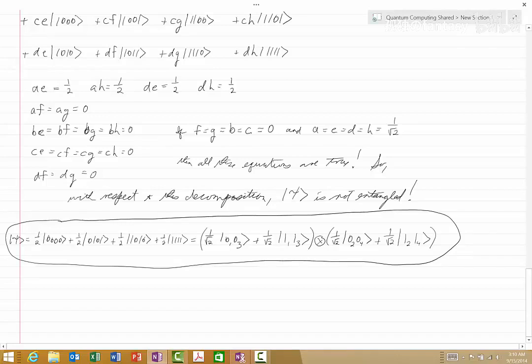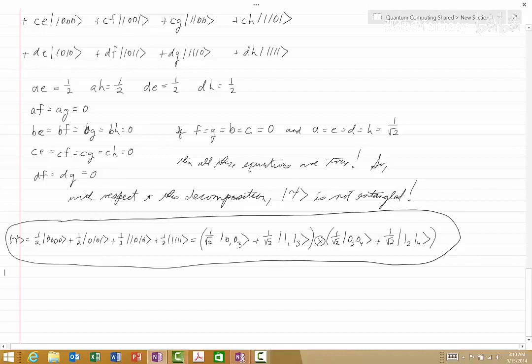Once you write it out like that, I think it's easy to see that this is true, because the tensor product of the first with the first would be 0, 0, 0, 0, and we'll have 1 over square root of 2 times 1 over square root of 2, which is 1/2. So that takes care of this term on the left. Then this term tensor product with that one would give 0, 1, 0, 1, which is this. This term with this would give 1, 0, 1, 0, which is that one, and then this term with this would be 1, 1, 1, 1.